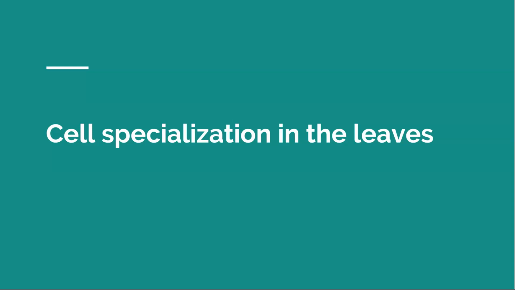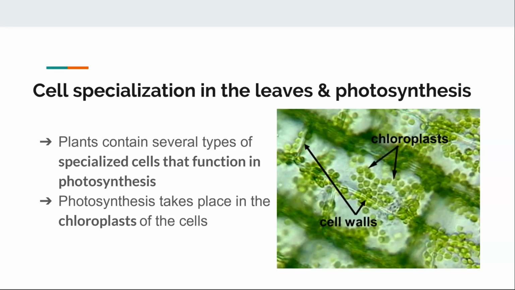So let's take a look at the leaf. As you would have seen from the video clip I posted, plants make food and oxygen through photosynthesis. Photo meaning light, synthesis meaning to put together. So the plant is basically making food with light. Photosynthesis takes place in organelles called chloroplasts that are in plant cells.